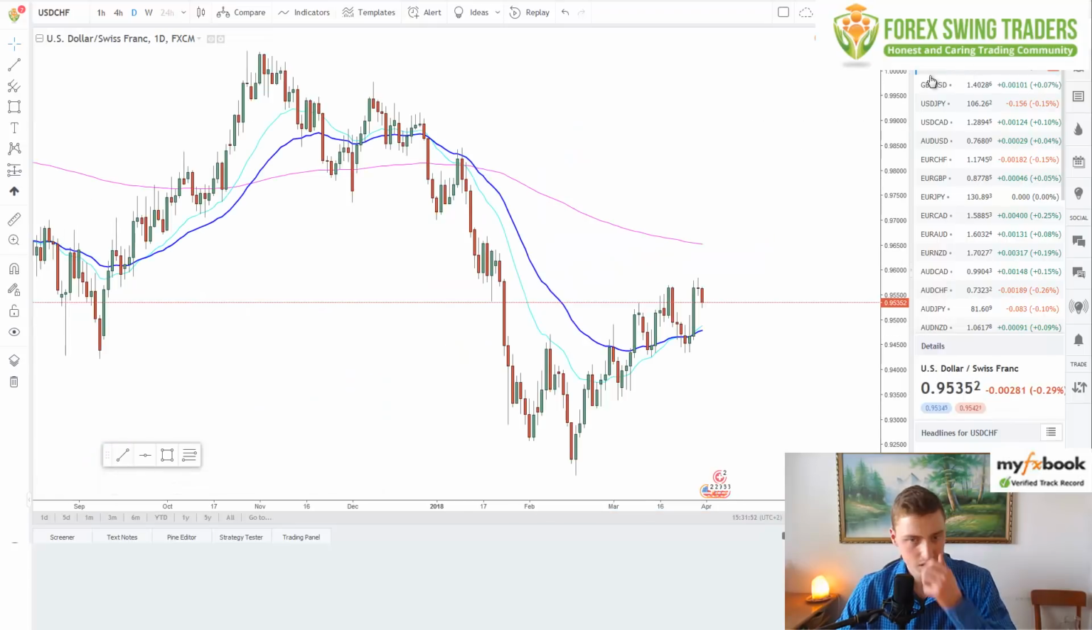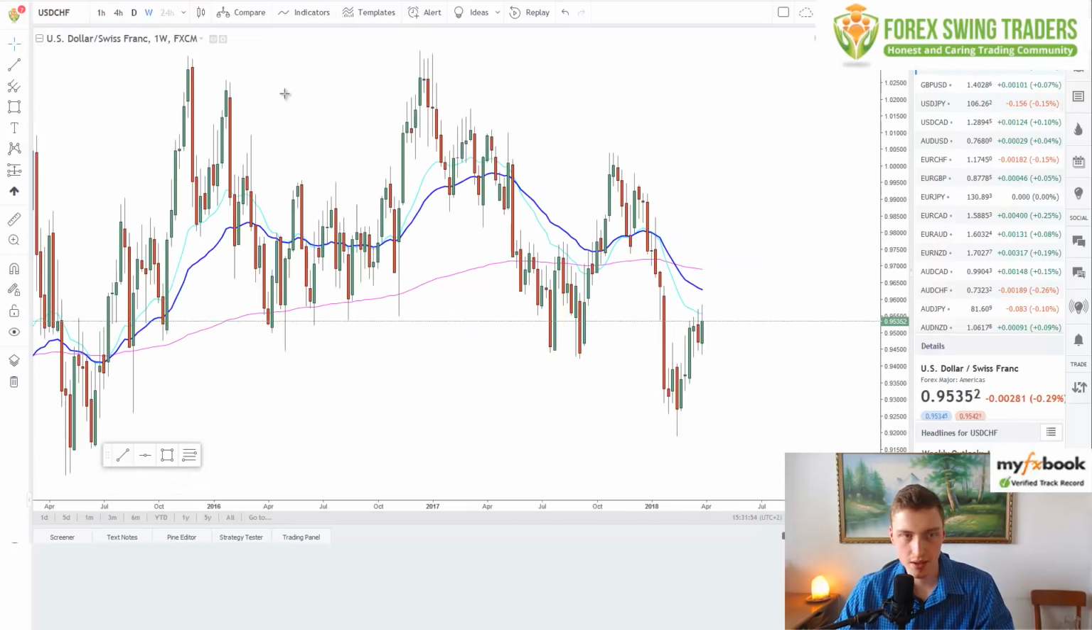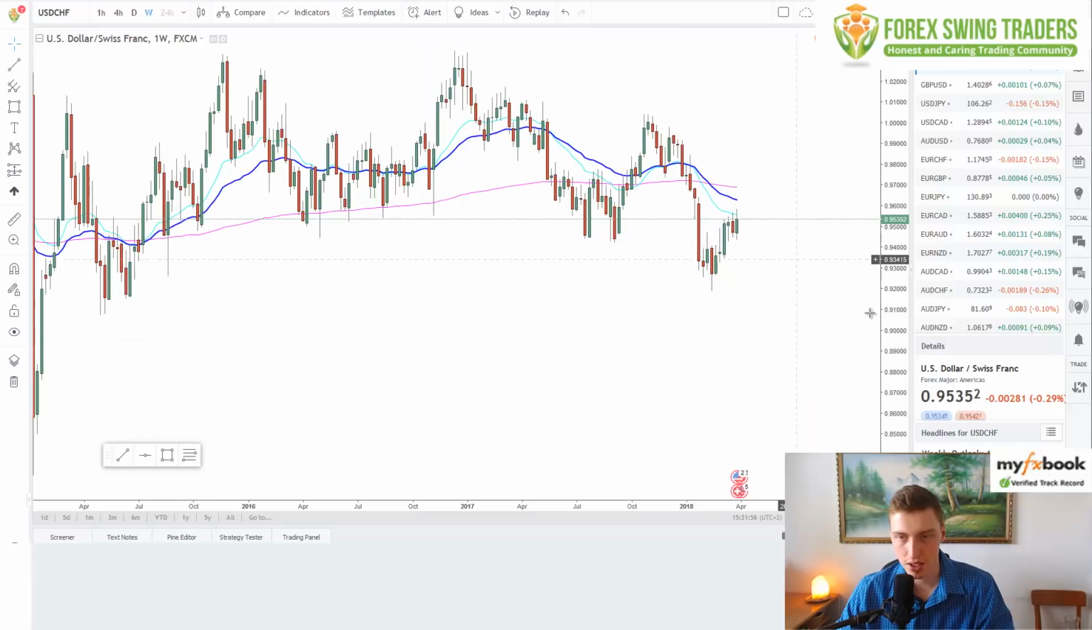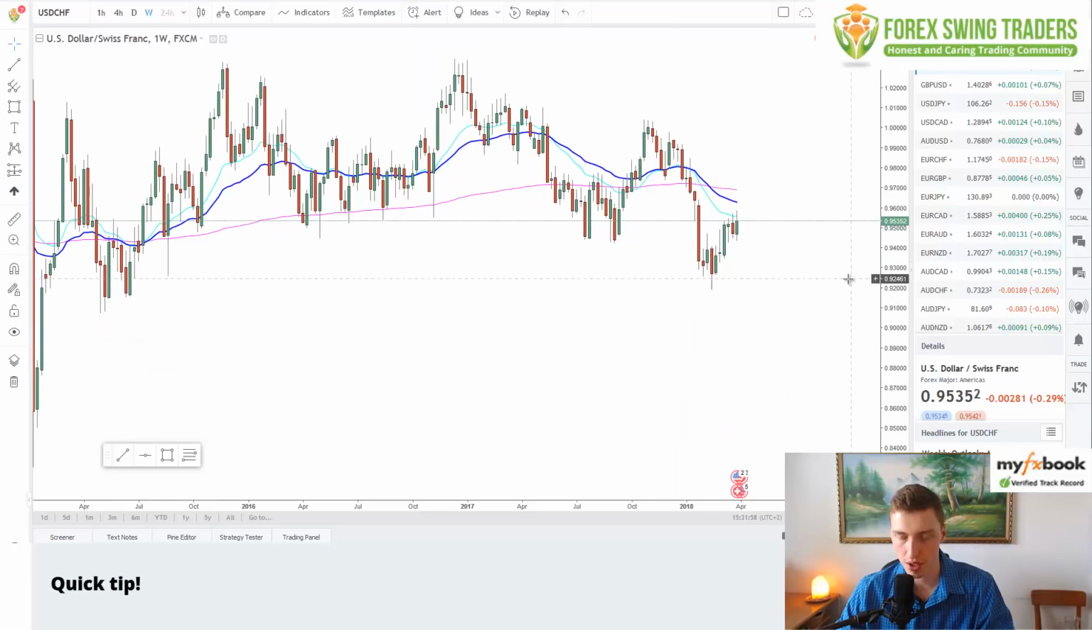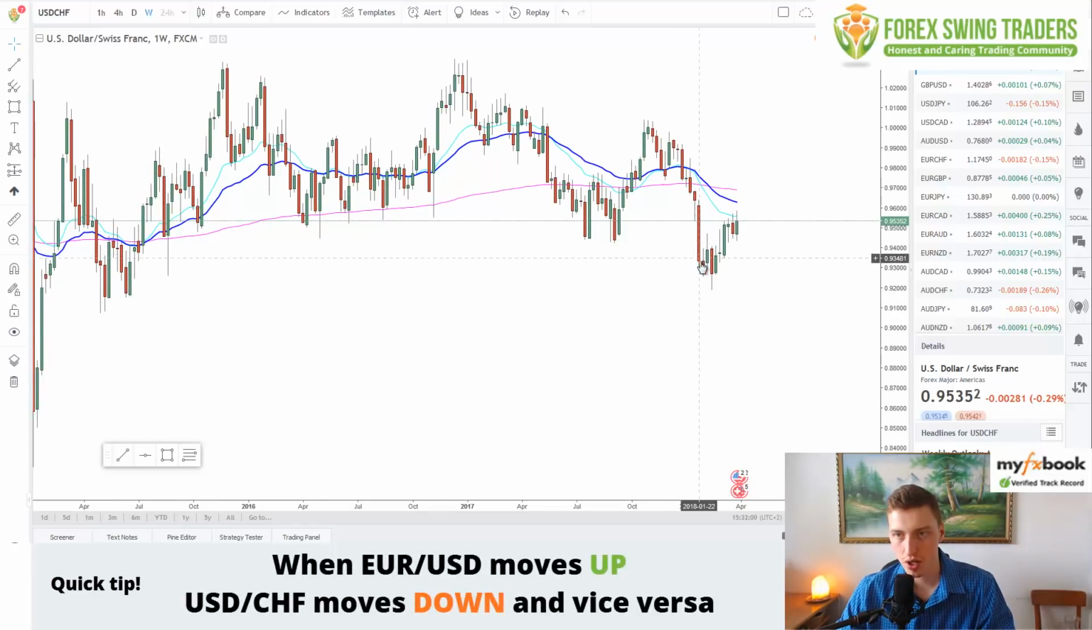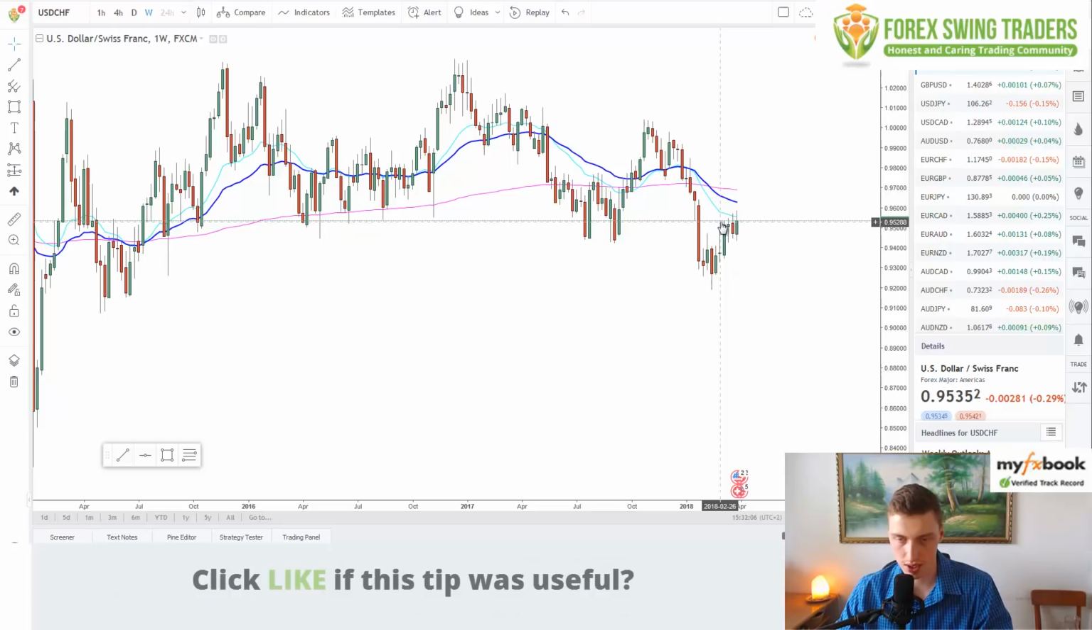So USD Swiss on a weekly time frame. USD Swiss is highly correlated to euro dollar, but opposite. When the euro dollar is moving to the upside, USD Swiss is moving to the downside. So they are negatively correlated. This is just a quick tip.